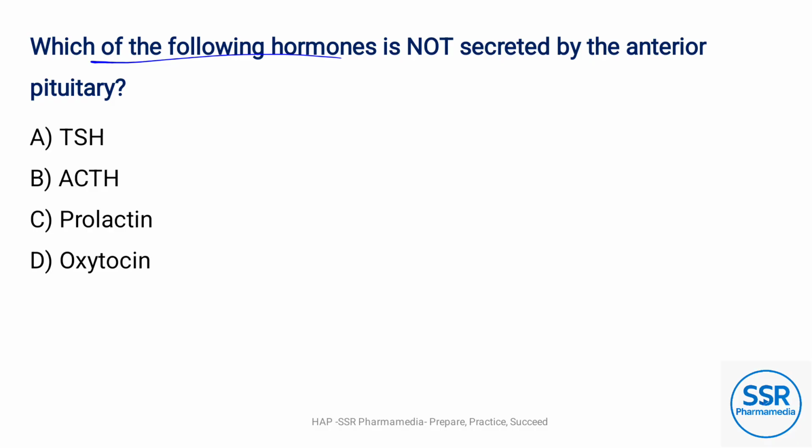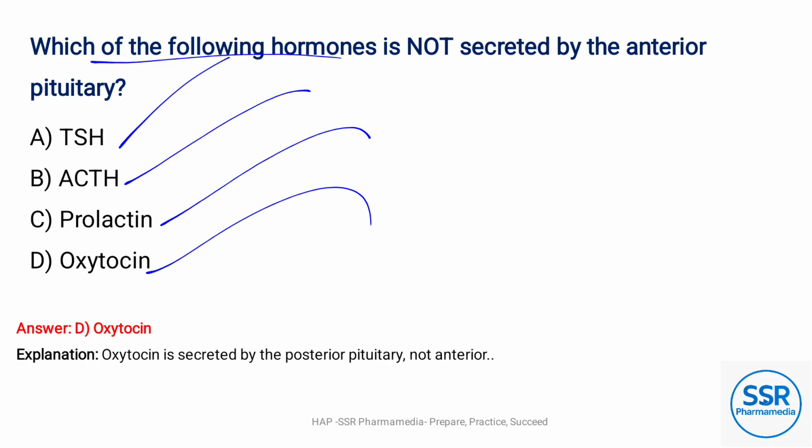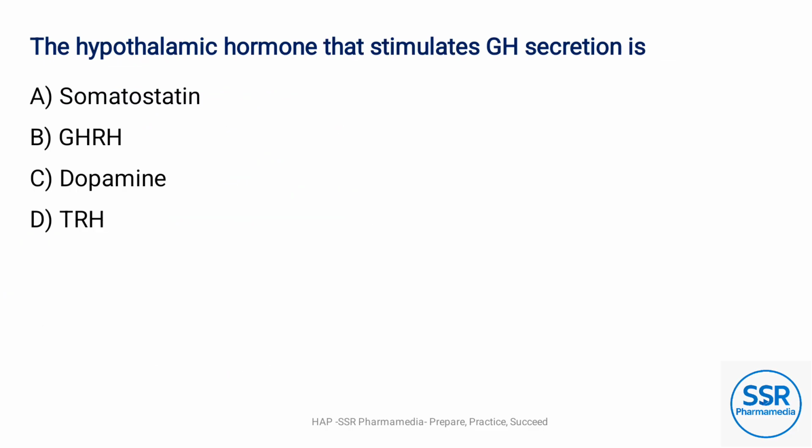Which of the following hormones is not secreted by the anterior pituitary? Option A, STH, option B, ACTH, option C, prolactin, option D, oxytocin. So the answer is option D, oxytocin. Oxytocin is secreted by the posterior pituitary, not the anterior pituitary.